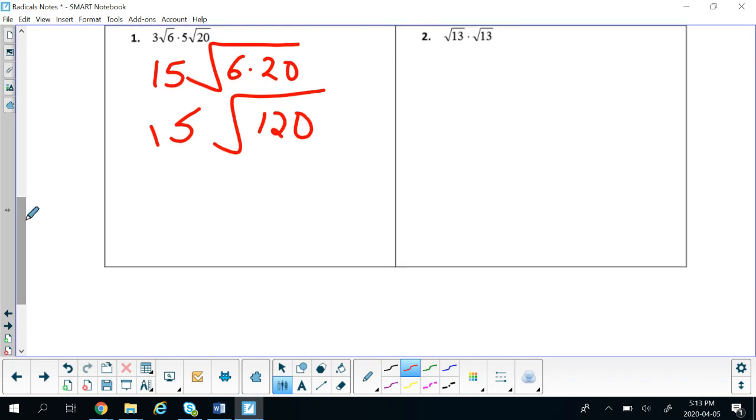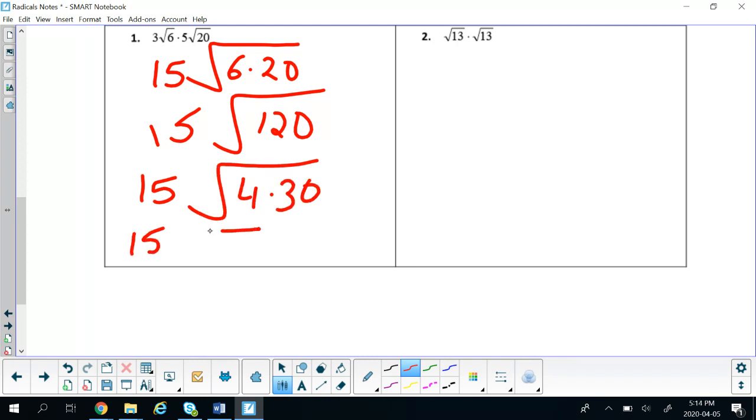Okay. Because we can find the square root of 120 by breaking 120 as a product of a perfect square and some other number. Okay. So 120 can be written as 4 times 30, and we can put these two radicals separately. So square root of 4 we know is 2. 15 times 2 is 30. Square root of 30.